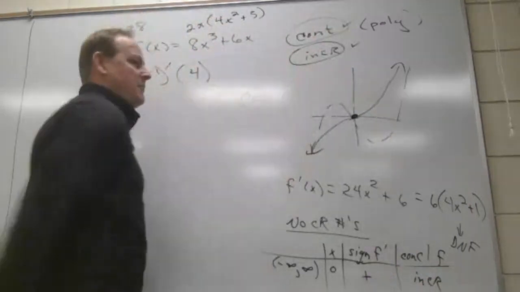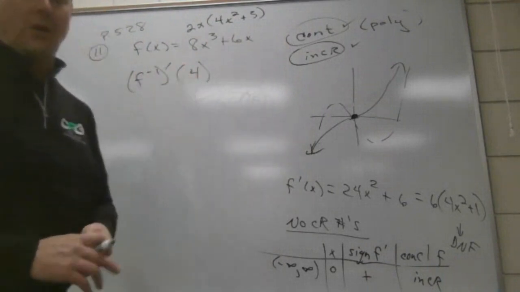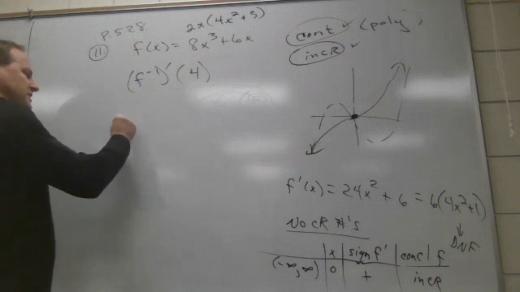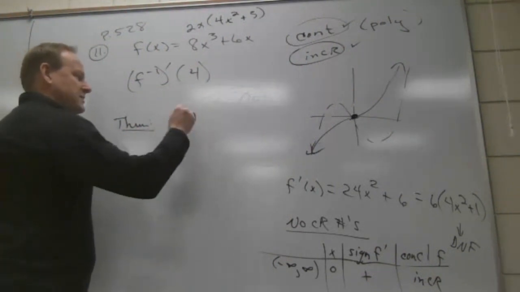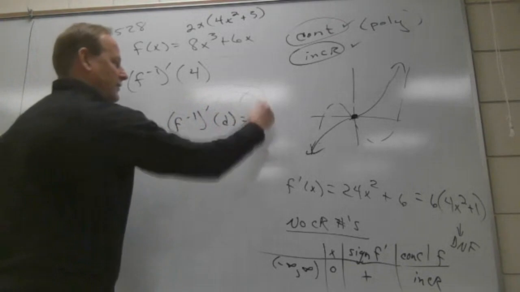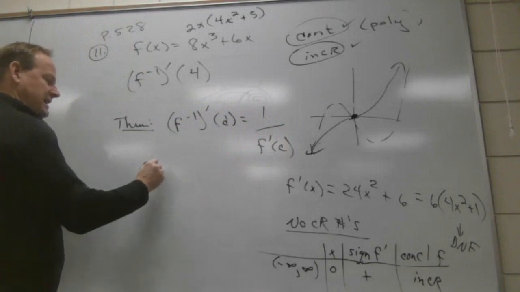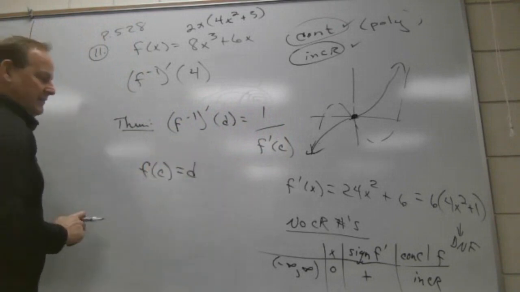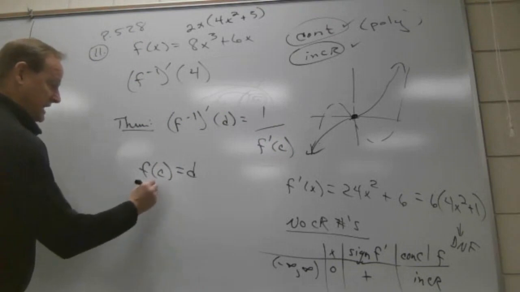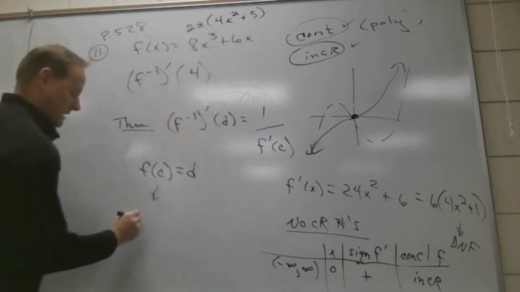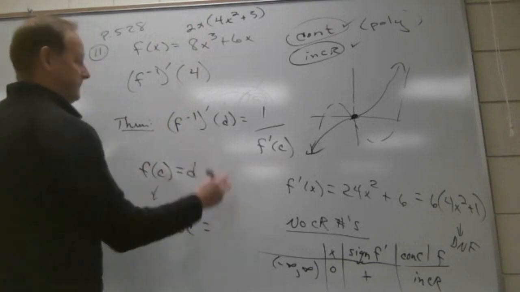So we have continuity and we have monotonicity on all real numbers, and certainly on any closed interval containing 4. So then we can use our theorem. The theorem said that if you have continuity and monotonicity on the closed interval, then we could say that f inverse prime evaluated at D is 1 over f prime at C, where f of C, the input, equals D. Okay, so we have to figure out what C is. So f of C, what's f of C? F of C is going to be 8c cubed plus 6c, and that's going to equal D, which is 4.